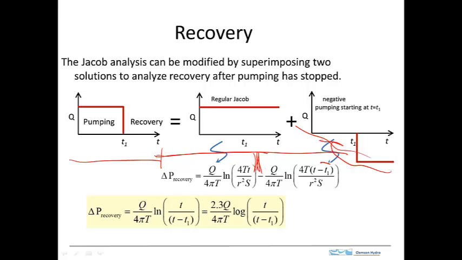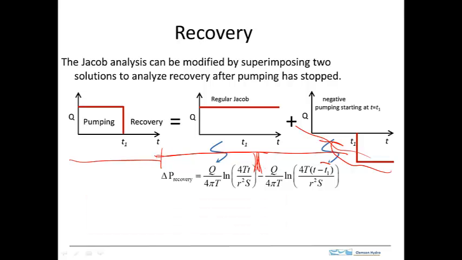And here's what we do. We'll do two things here. We're going to take this and convert it into the base 10 log, so that'll generate a factor of 2.3. And then we'll factor this out of both terms, and we'll have this log minus that log. When you have one log and subtract another log, you can combine those terms. So this will be 2.3 q over 4 pi T.